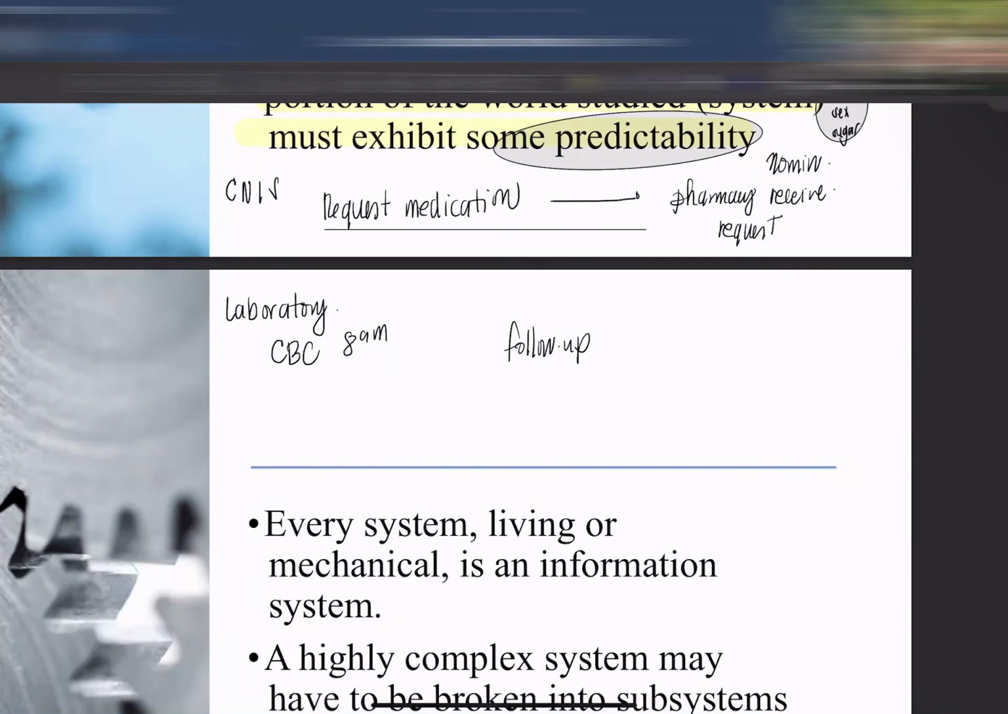Okay? Plus, if I could offer you one advice in the hospital, okay? Other departments are actually your help. If you're learning how to deal with the patient, they are also learning the same in a different perspective. So wag niyo silang awayin, magtulungan kayo. Okay, so again, main point is that there should be some predictability.